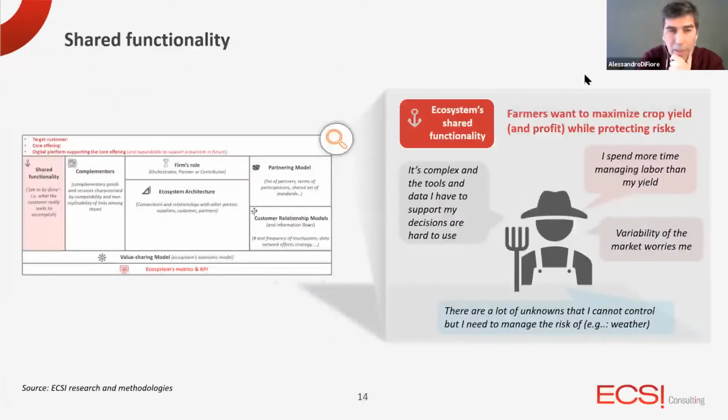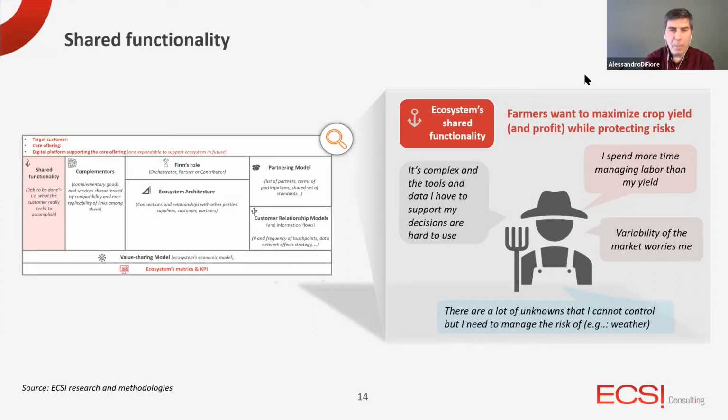So, shared functionality. Which industry are we in? We are in the agrochemicals industry. So it's a chemical company, sanitized without mentioning any name, and the customer is the farmer. So how do you define the shared functionality if you are designing and building an ecosystem?